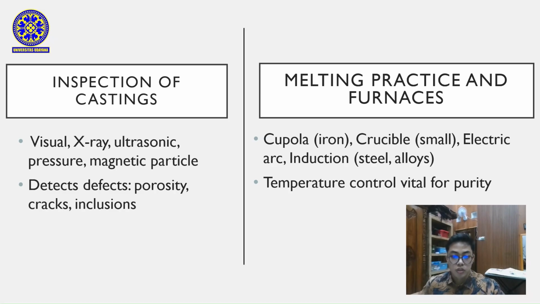The type of furnace used in casting depends on the material and production scale. Cupola furnaces are used for cast iron, crucible furnaces for small batches, and electric arc or induction furnaces for steel and high-grade alloys. Proper temperature control and metal purity are critical to achieve consistent casting quality.